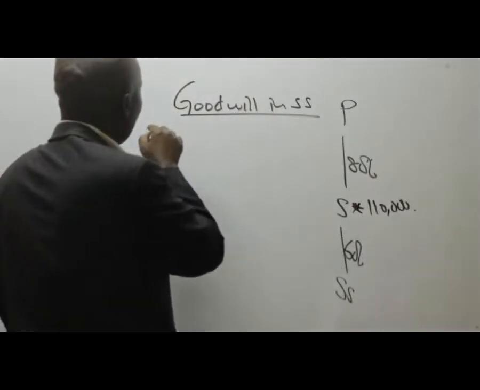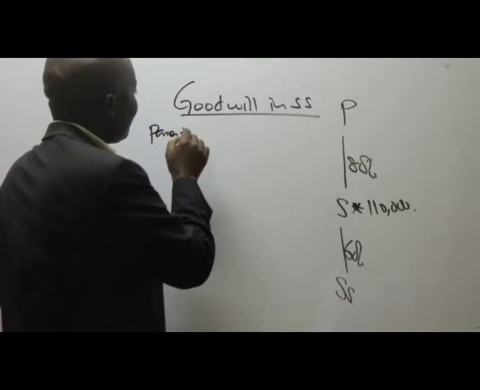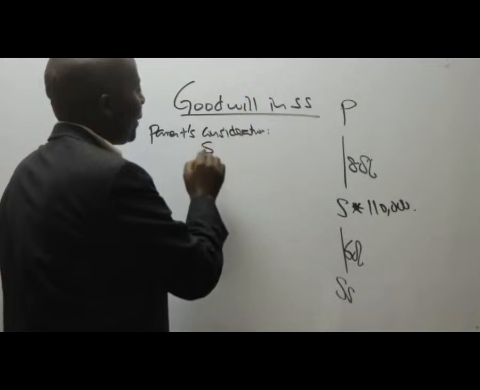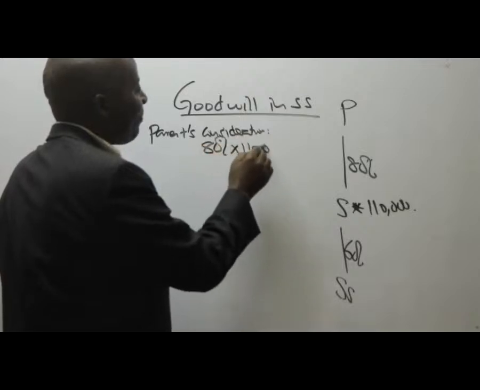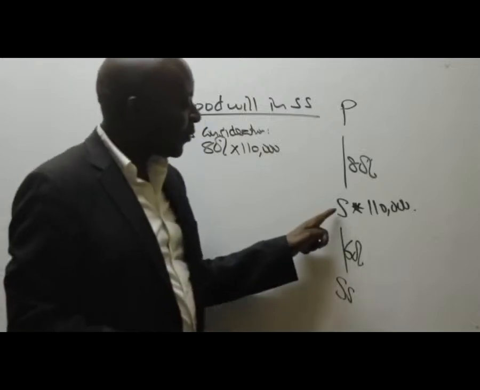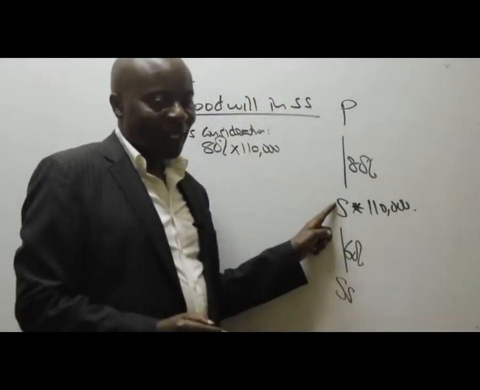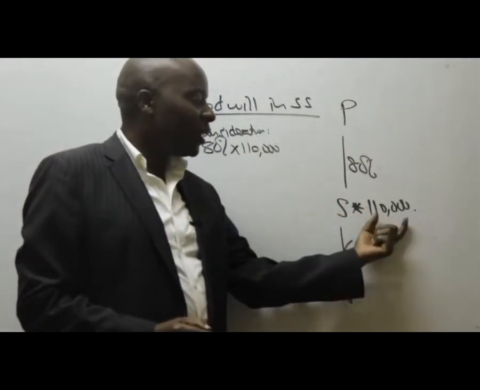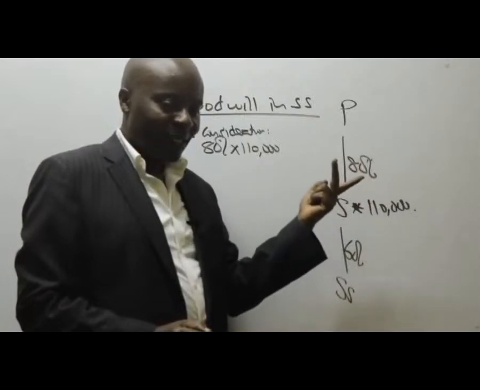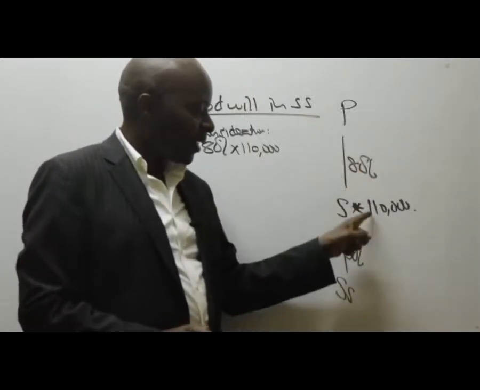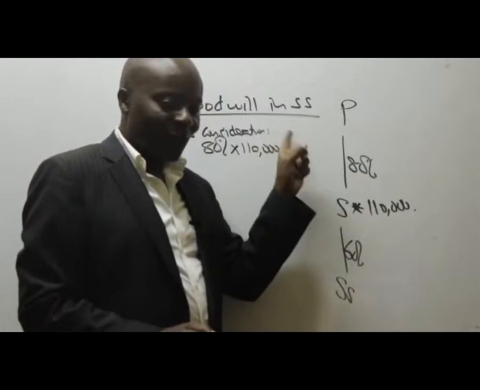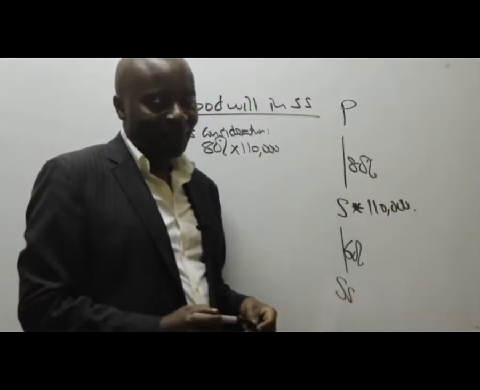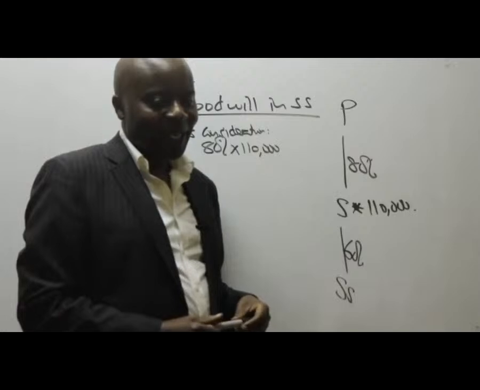So come here and give us the parent's consideration. It is 80% of 110. The parent never paid it all. You know, the parent only owns 80% of S. So when S raises any money, it has gotten it from two owners. It got 80% from the parent and 20% from who? From NCI.